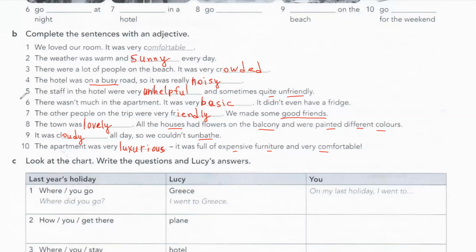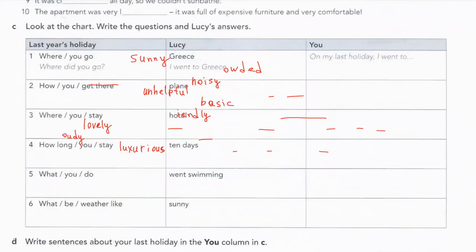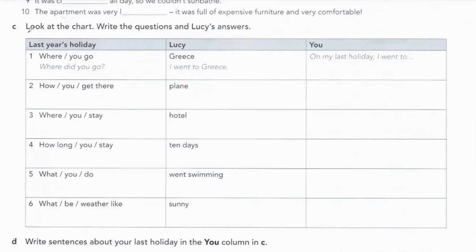Now, B is done, so we're moving to exercise C. So I'm going to scroll down. And I think this is the last exercise. So exercise C is asking us to write the questions and Lucy's answers. So it's about Lucy, as you can see. Where did you go? Past simple, about last year. If it's last year, we must make the questions in past simple.